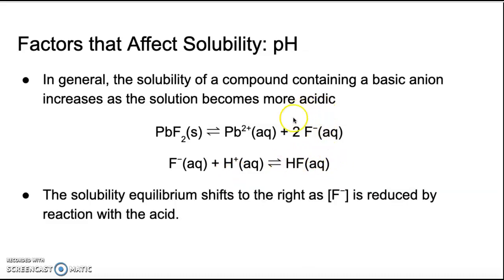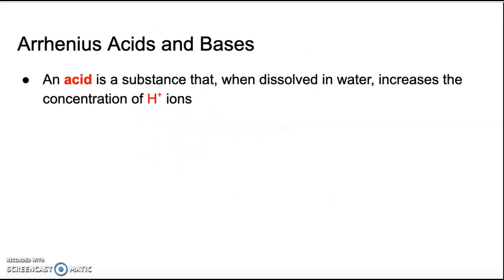So what that does is it reduces the amount of fluoride ion in solution, and according to Le Chatelier's principle, that's going to shift the equilibrium to the right to form more ions, and more of the lead fluoride will dissolve. Now, the question we have to ask ourselves here is, how do we know if we've got an anion in solution that's going to act as a base? So we need to talk a little bit about acids and bases.